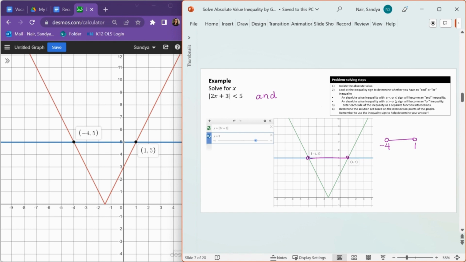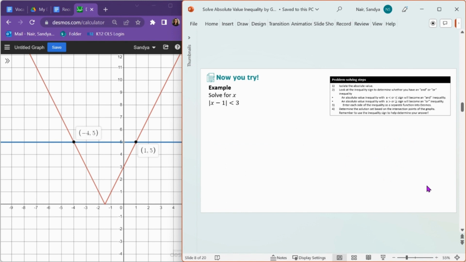The reason I suggest sketching it out is because we're going to have to write this now as an inequality, right? So this is going to be -4 less than x less than 1. We can also convert this to interval notation, which will be -4 with an open parenthesis and 1 with an open parenthesis. So sketching it out can help you when you're trying to write it in inequality and interval form.